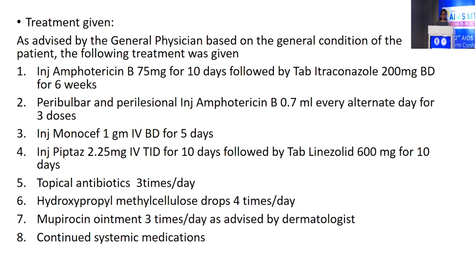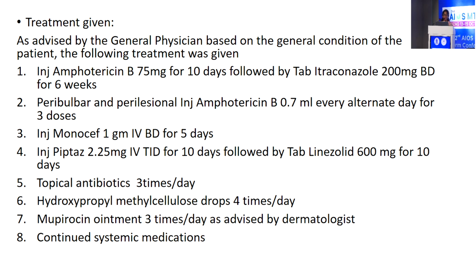Treatment. As advised by the general physician based on the general condition of the patient, the following treatment was given. Injection amphotericin B 75 mg was given for 10 days, followed by itraconazole 200 mg BD for 6 weeks, and peribulbar and perilesional injection amphotericin B of 0.7 ml was given every alternate day for 3 doses. Injection Monocef 1 gram was given for 5 days BD, and injection Piptaz 2.25 IV TID for 10 days, followed by tablet linezolid 600 mg for 10 days.